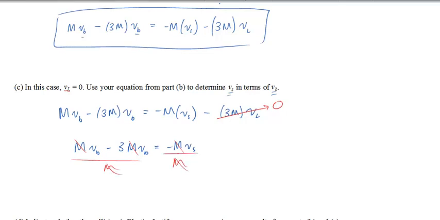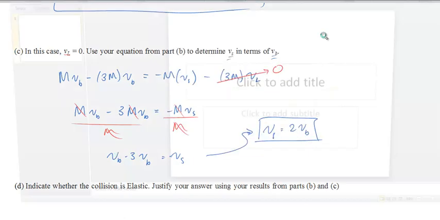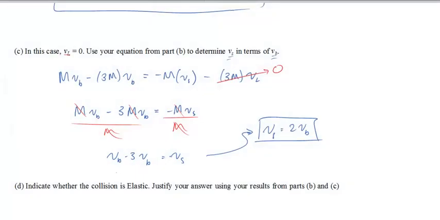Okay, those all drop out. And I get VB minus 3VB equals minus VS. Just rearrange that to make it look a little prettier. VS equals 2VB. Okay, this side of course comes out to minus 2VB, but this is also minus VS. So when I simply rearrange that, I get this.